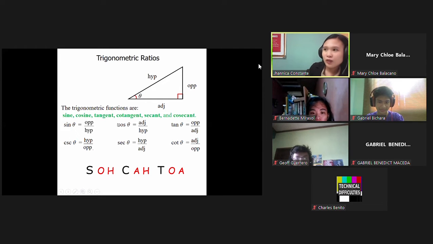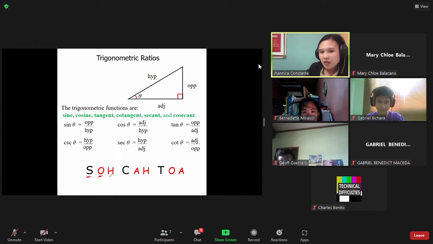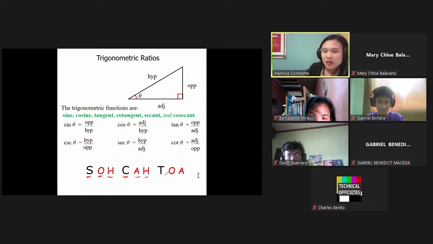So I call it SOHCAHTOA based on the ratio that you have. If we're looking for the sine, you have your opposite over hypotenuse. If you're looking for the cosine, you have adjacent over hypotenuse. If you're looking for tangent, you have opposite over adjacent. That's why it's called SOHCAHTOA, so that you can easily remember the ratios of your trigonometric functions.